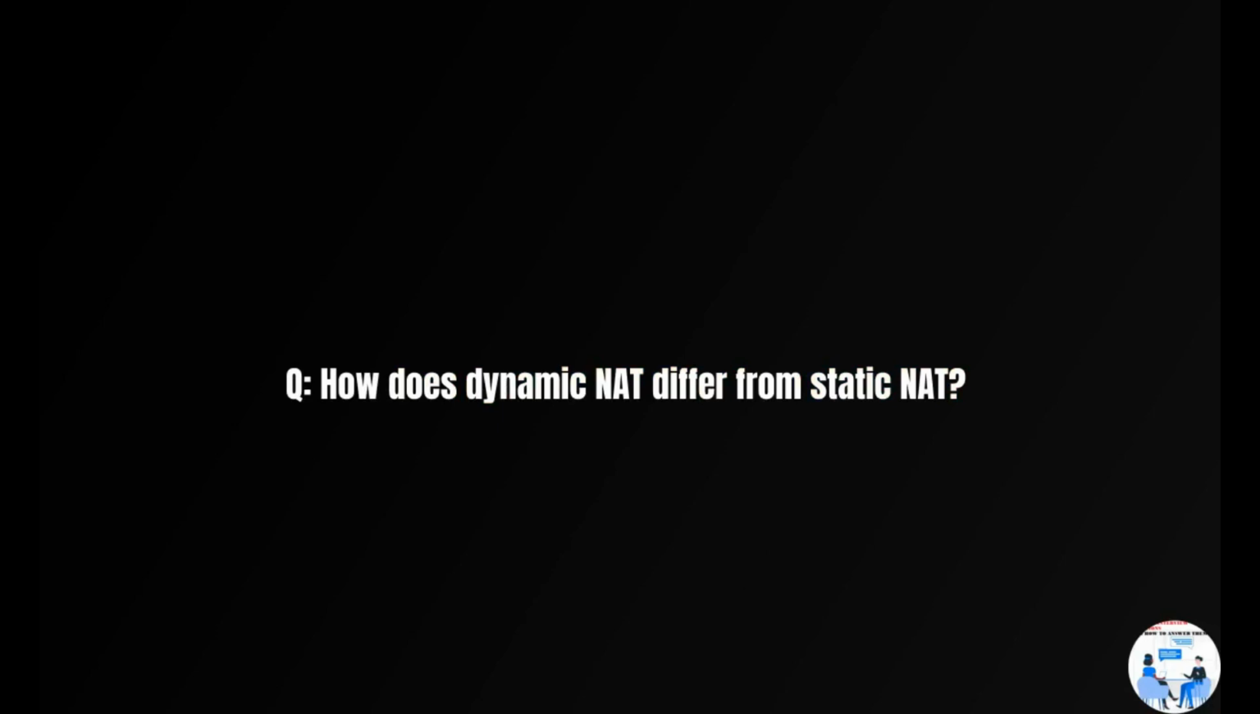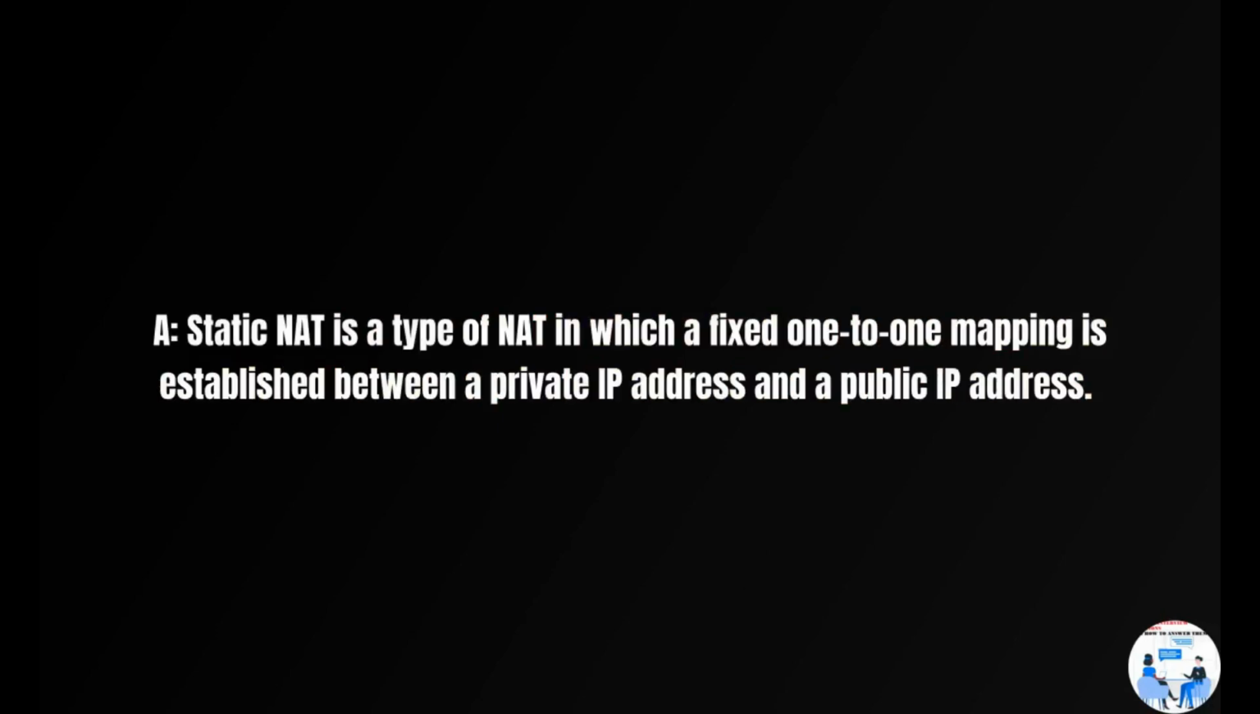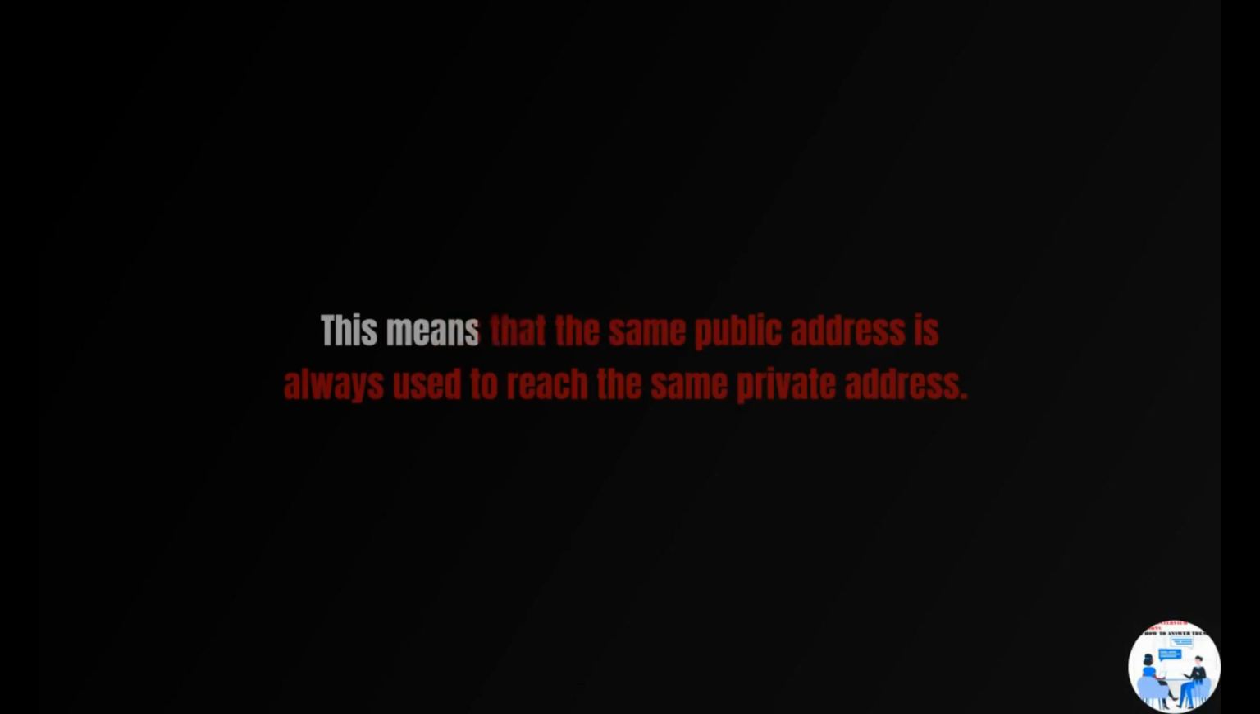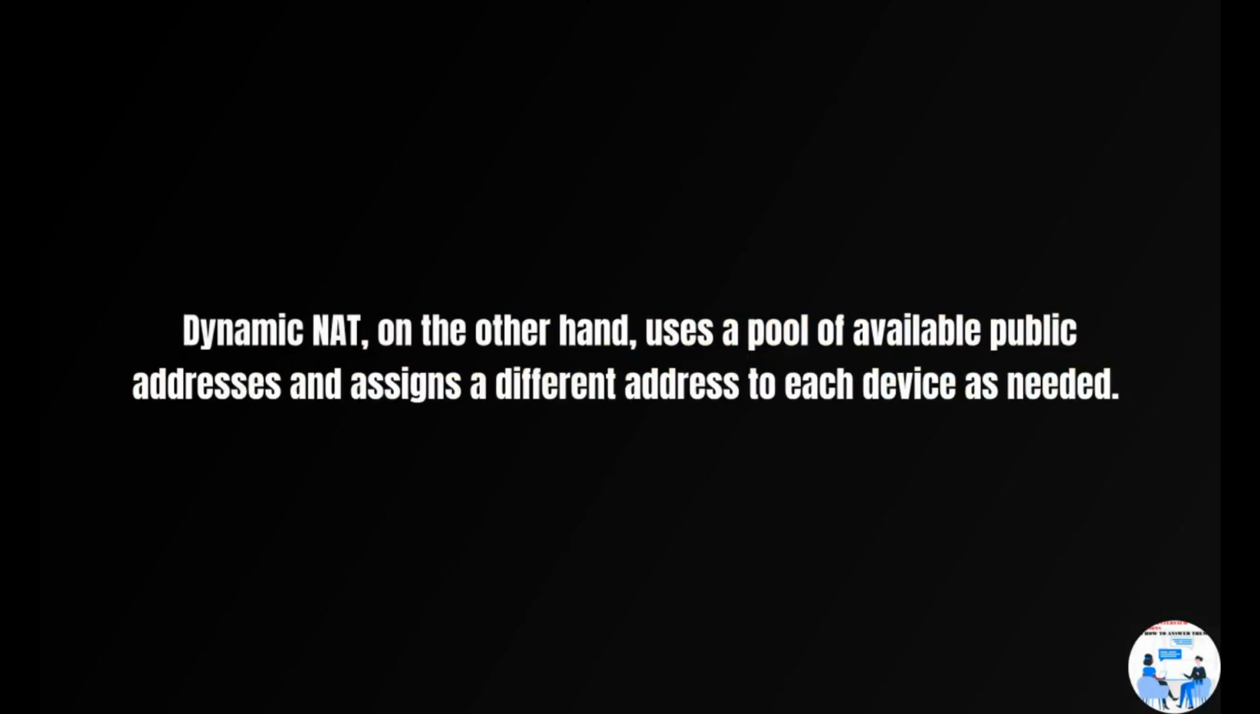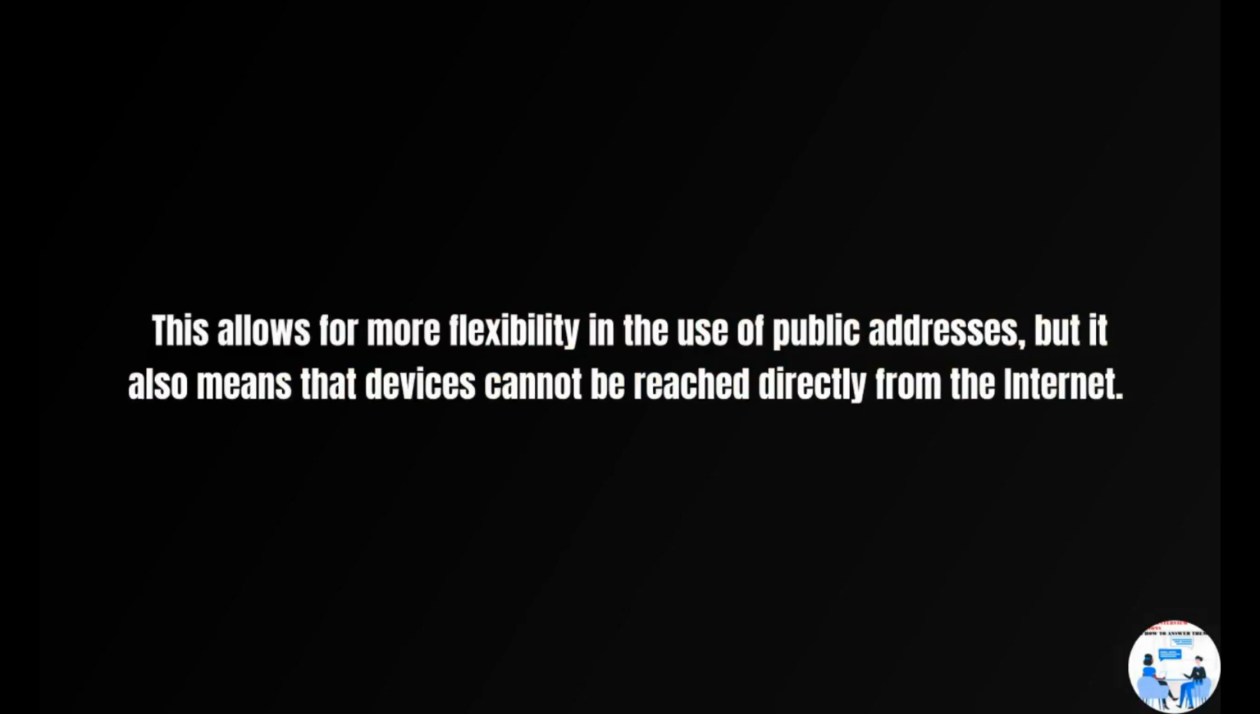Q. How does dynamic NAT differ from static NAT? A. Static NAT is a type of NAT in which a fixed one-to-one mapping is established between a private IP address and a public IP address. This means that the same public address is always used to reach the same private address. Dynamic NAT, on the other hand, uses a pool of available public addresses and assigns a different address to each device as needed. This allows for more flexibility in the use of public addresses, but it also means that devices cannot be reached directly from the Internet.